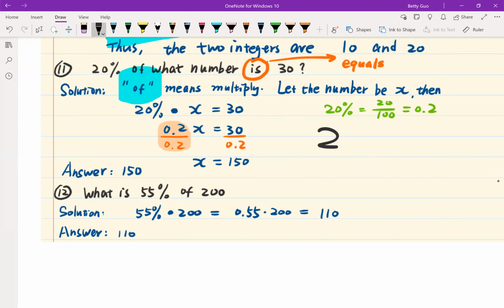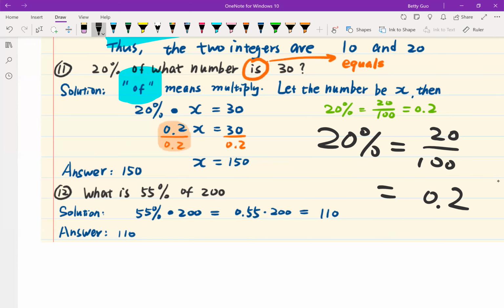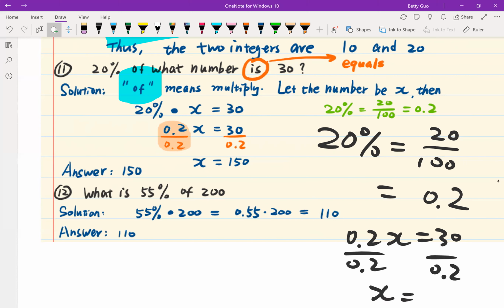20% here, percent means per 100, every 100. So 20% is 20 over 100. Use your calculator, divide 20 by 100, you have a decimal 0.2. So the equation becomes 0.2x equals 30. Divide both sides by 0.2. You have x isolated on the left. On the right-hand side, you have 150. So the number is 150.